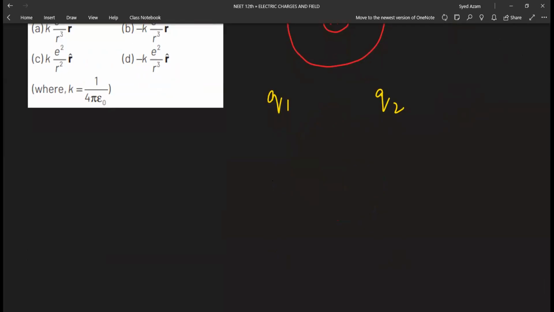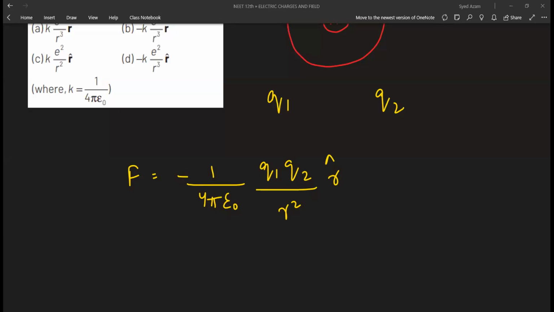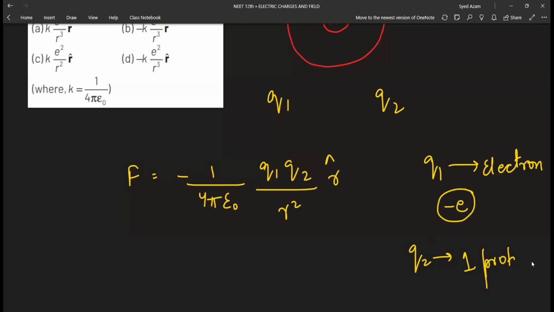See, when we are writing something in terms of Coulomb's law, what are we going to write? F is minus 1 by 4 pi epsilon naught Q1 Q2 divided by R square R cap, when we are talking in terms of unit vector. Right now I am going to put a negative sign. Why? Because what are these two particles you were getting confused with? One is the electron, so this Q1 is the electron, and the electron has the charge minus E. Q2 is the nucleus of hydrogen, and the hydrogen atom has one proton as the nucleus, so it is plus E, correct?